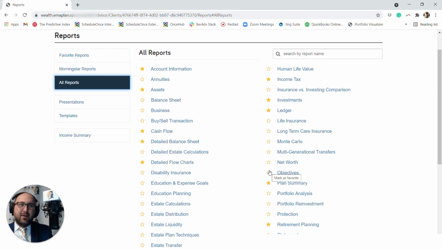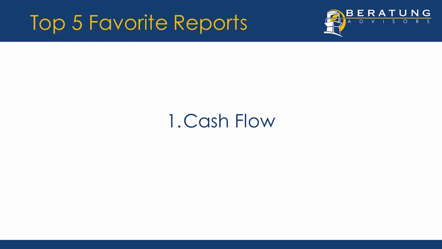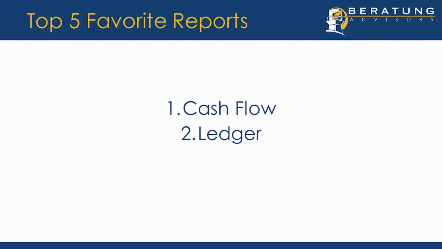So my top 5, in order, it starts with the granddaddy of them all, the cash flow report. If you understand that eMoney is cash flow based software, not goals based software, you understand this report is the heart of what eMoney does. My second favorite report is the ledger report. And I love the ledger report.